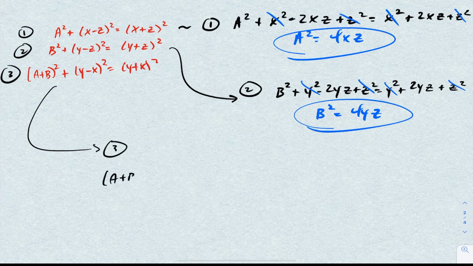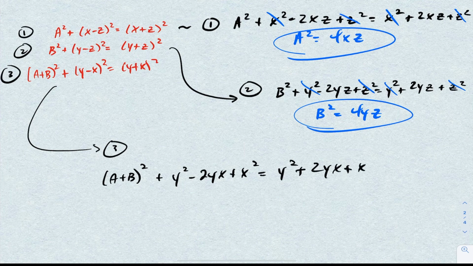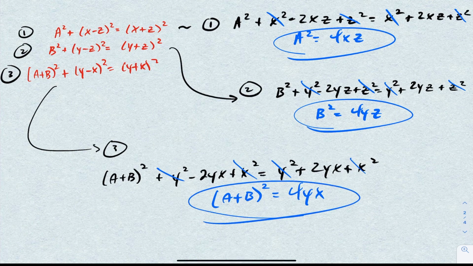I'm going to leave the a plus b as it is. If I expand out this expression here, you get y squared minus 2yx plus x squared is y squared plus 2yx plus x squared. And yet again, the y squareds cancel, the x squareds cancel, and this time I get (a plus b) squared is 4yx. Okay, let's see what we can do with these three relationships we have.